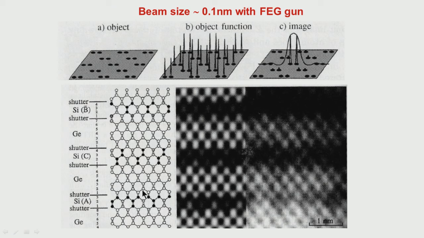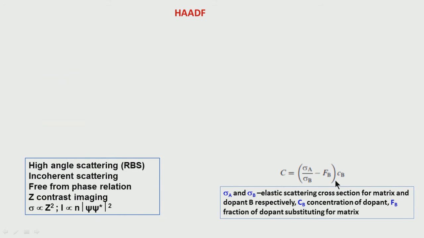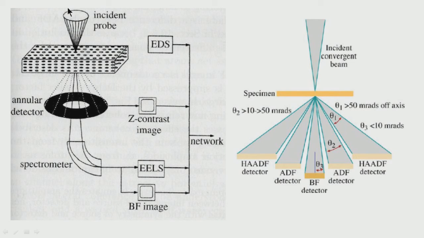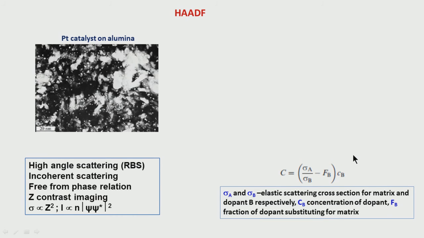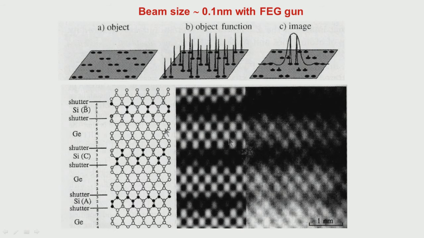And in this, when we try to do Z contrast imaging, the imaging is done using what is called a high angle annular dark field image. In this particular image, the contrast from conventional diffraction is reduced considerably. So most of the contrast is coming essentially from the elements which are present at different positions. Now one can make out that germanium has an atomic number higher than that of silicon. So the scattering from germanium atoms should be more.